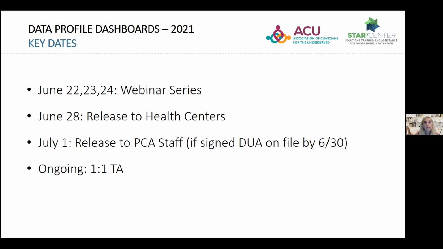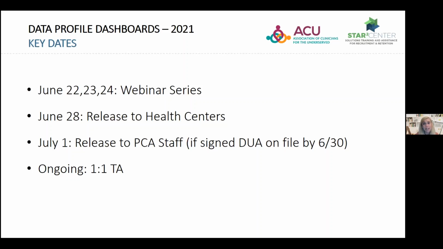And then, as I mentioned previously, PCAs can sign their data use agreements between now and June 30th, and they will get logins on July the 1st. And so that will be where you can see all the health centers in your state and your state roll-up reports there that you can take a look at.